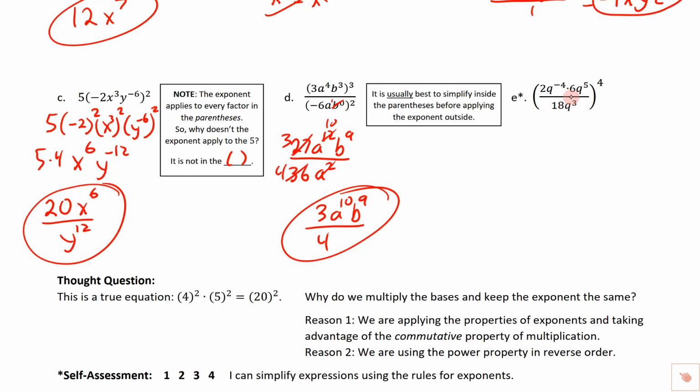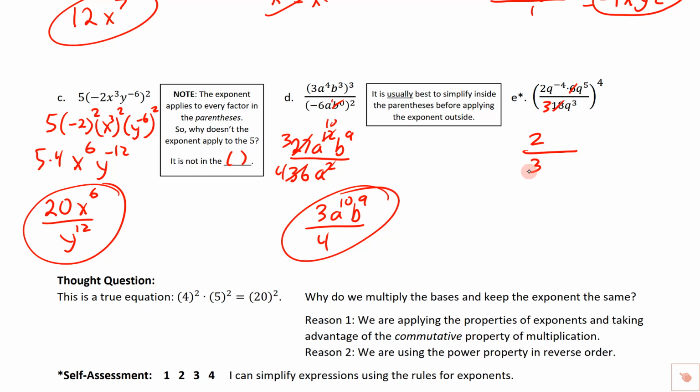Let's clean this up just a little bit. The first thing I notice on this one is we've got some numbers here. We've got a 2 and a 6 and an 18. This is a multiplication problem on the top, and we're dividing by 18, so we can just do some cross-canceling here. So I'm going to cross-cancel the 6 with the 18. That's going to be a 3. There's no other numbers we can cross-cancel, so I'm just going to write a 2 on the top and a 3 on the bottom.